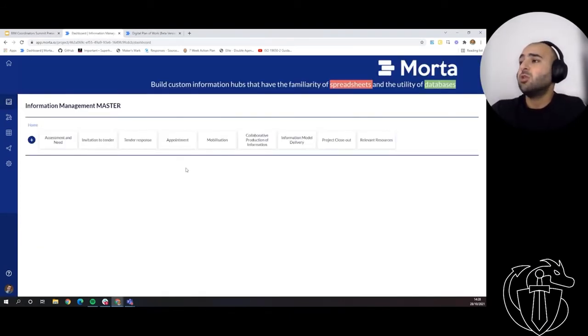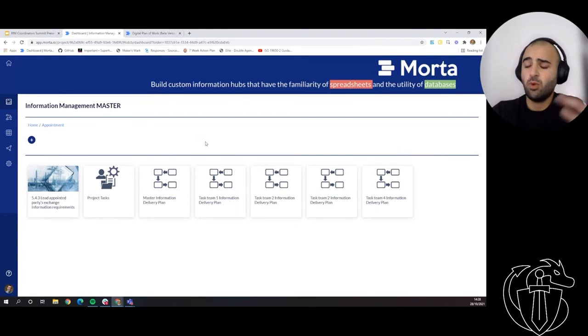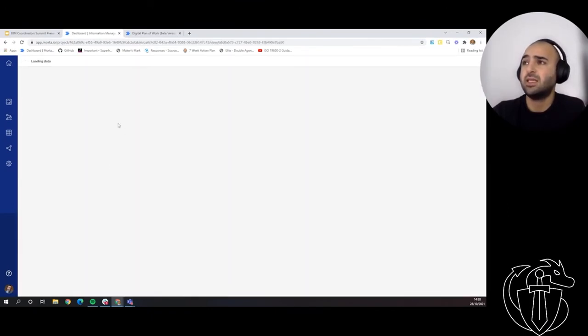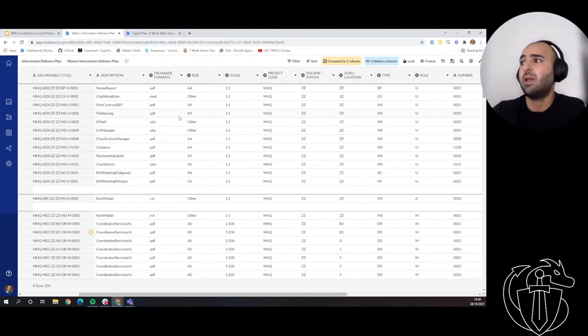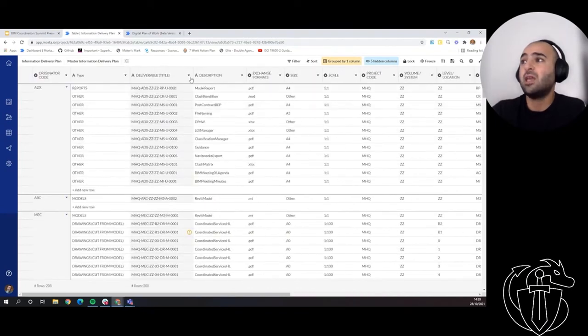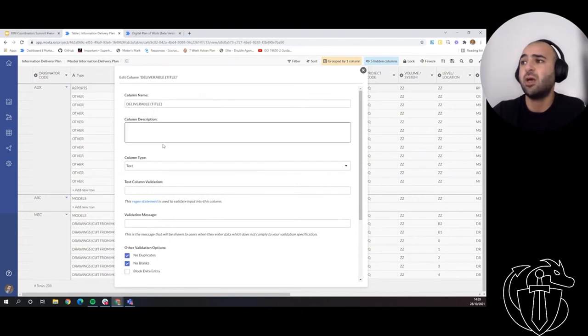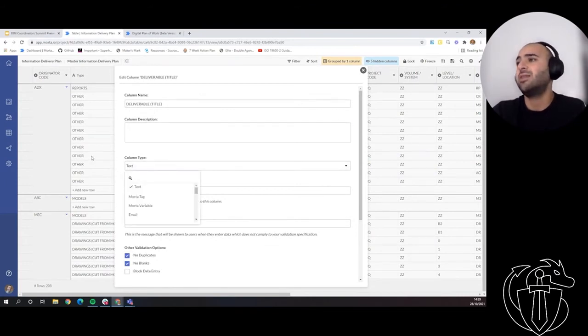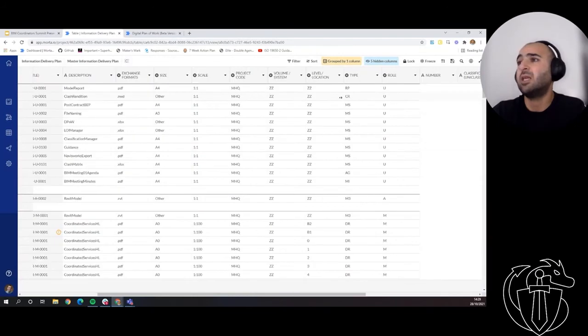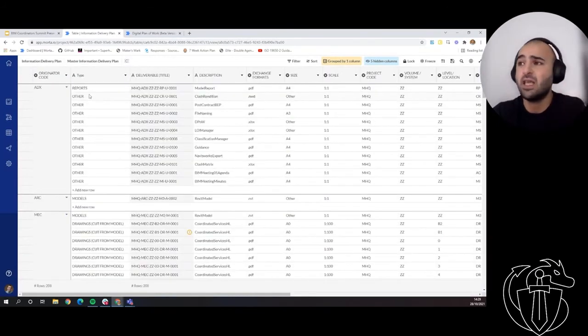I also wanted to quickly show you, what I just showed you really focused on the documents, but if we start thinking of things like tables and information delivery plans, for instance, this is an example of a master information delivery plan being created on Morto. Again, what's key is all of these columns are completely editable. I can define the name of my column, I can define the type of my column, and I can add as many columns or create a completely blank table from scratch.